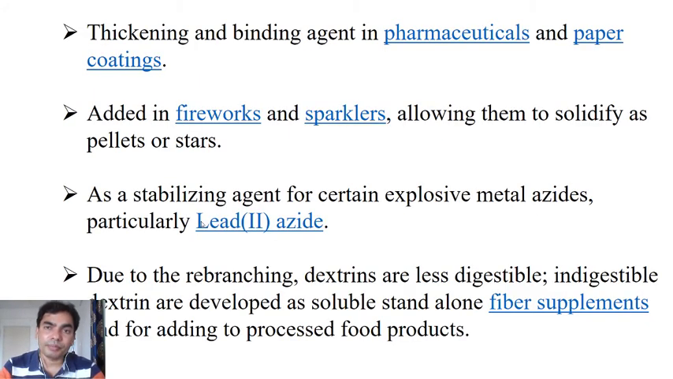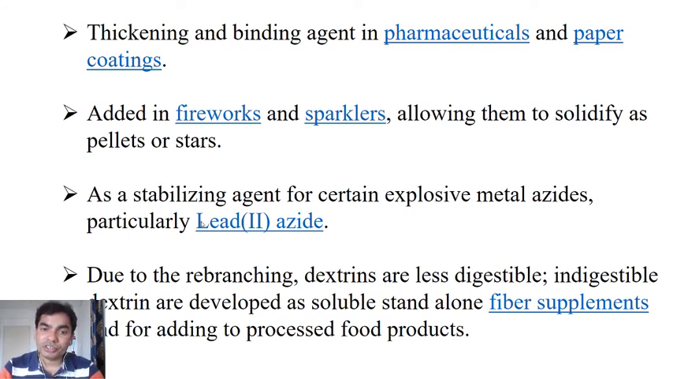There are many other uses of this dextrin in other fields, like as a thickening and binding agent in pharmaceuticals, paper coating, and in medicine. It is added in fireworks. When we see the sparkles and the pellets or the stars while doing the fireworks, some part of that is the dextrin, which gives the sparkles. We also use it as a stabilizing agent for certain explosive metal azides, particularly lead azide, right?